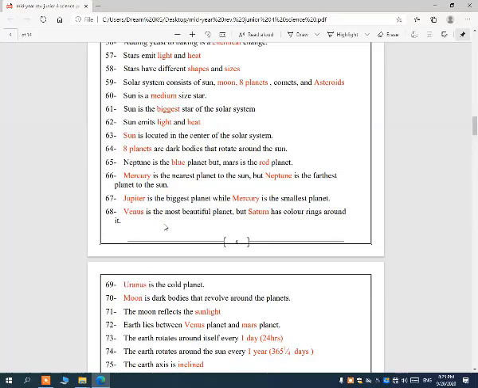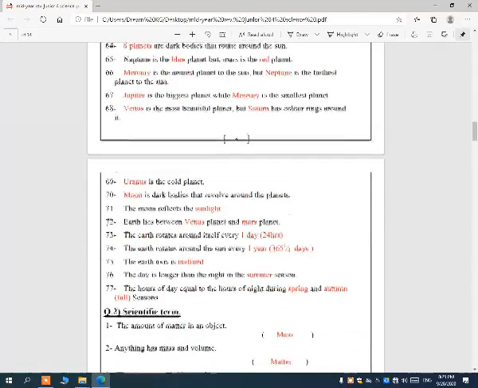68. Which is the most beautiful planet? Venus is the most beautiful planet. But Saturn has colored rings. Saturn has colored rings around it.